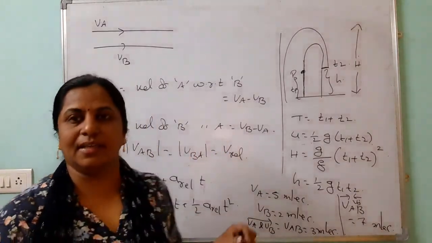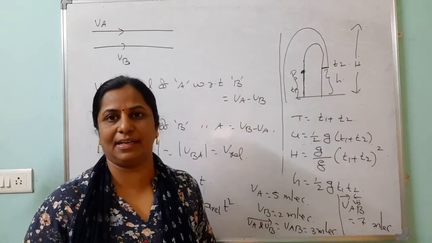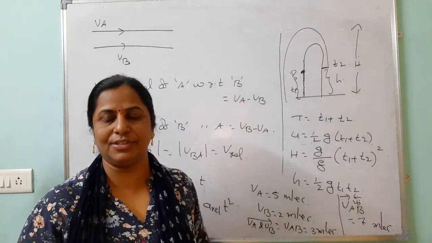So, this is the crash course of this motion in a straight line chapter, day 5 and day 6. You should follow that.